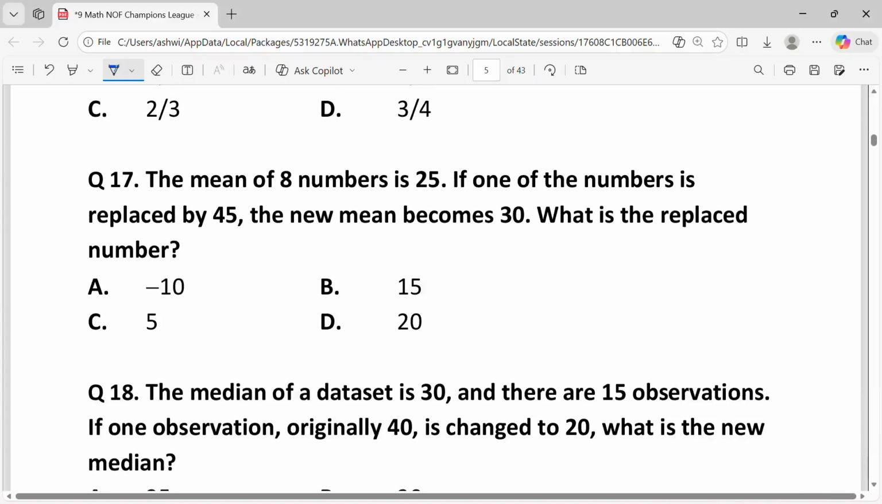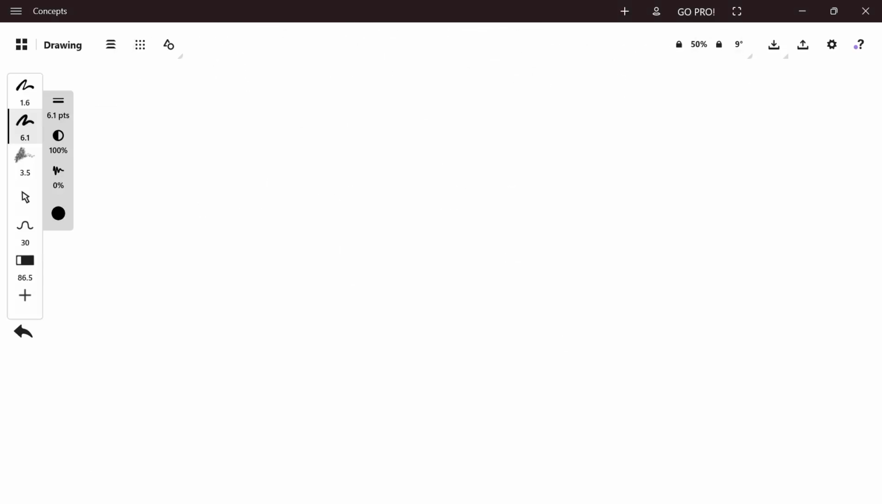The mean of 8 numbers is 25. If one of the numbers is replaced by 45 and the new mean becomes 30, what is the replaced number? The mean of 8 numbers is 25. So, original sum is equal to mean into count, that is 25 into 8, which is equal to 200.